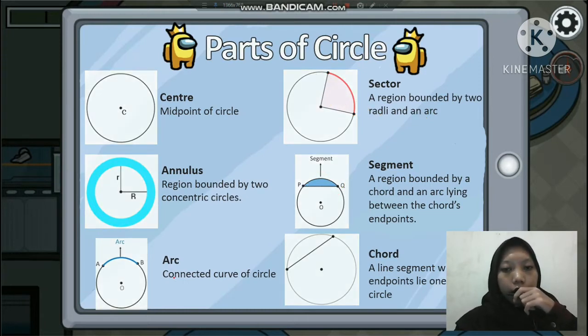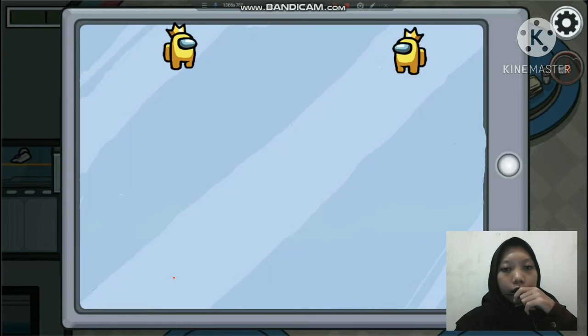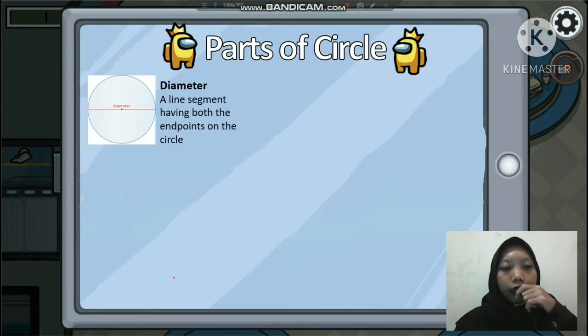Okay, the next is diameter. A diameter is a line segment having both endpoints on the circle. This is the largest chord of the circle. We can see from the previous part the chord in the example, but the diameter contains the midpoint of this circle.